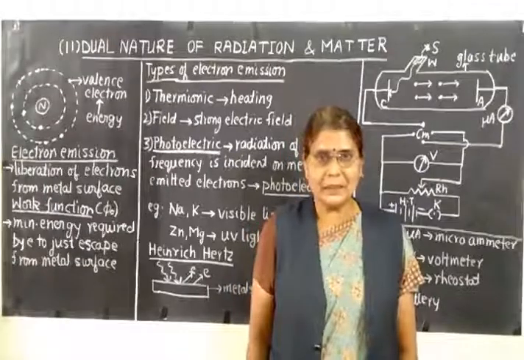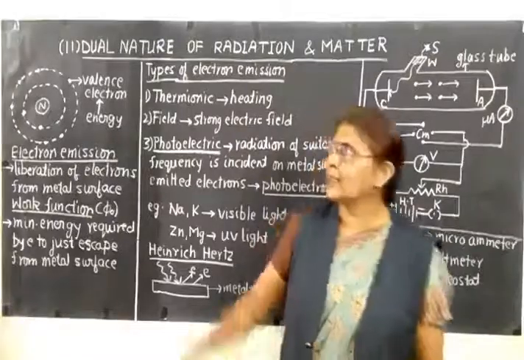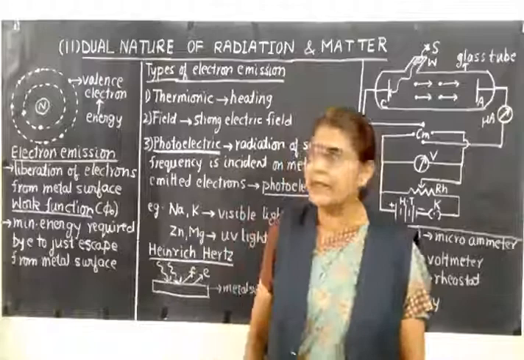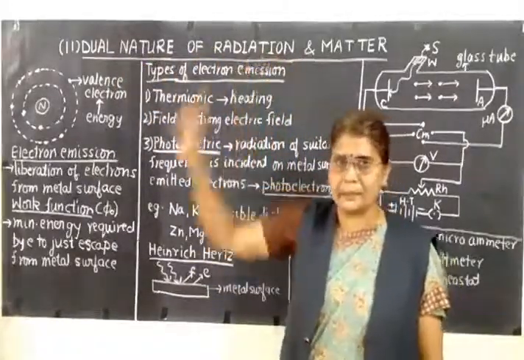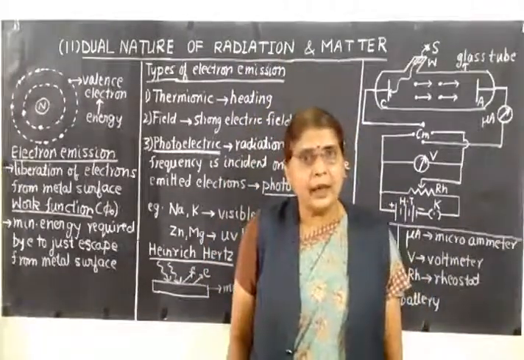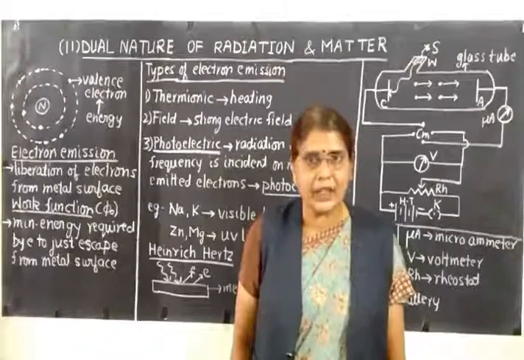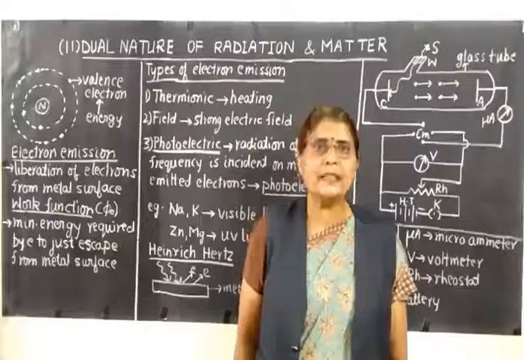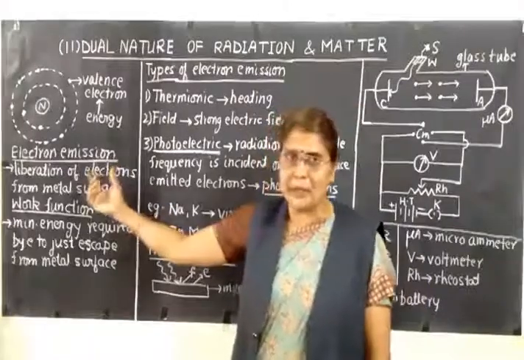Good morning, students. Today we shall begin with a new chapter, that is the 11th chapter in your syllabus, and the name of the chapter is Dual Nature of Radiation and Matter. In this chapter mainly we are studying the photoelectric effect, and also de Broglie's relation for the wavelength of matter waves. So let us begin the chapter with electron emission.